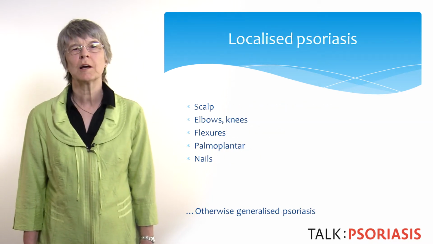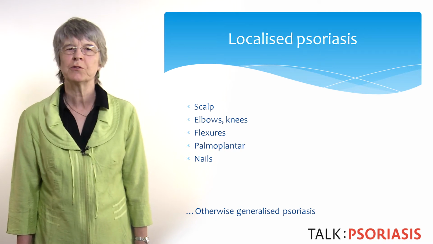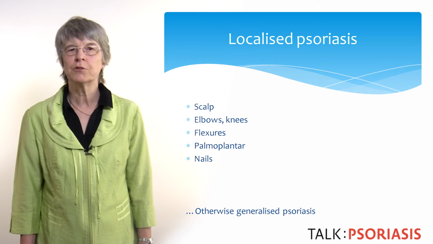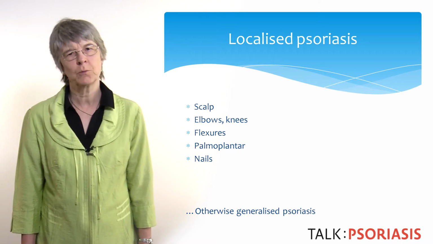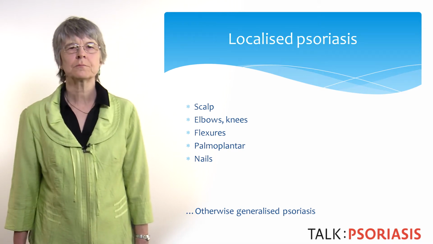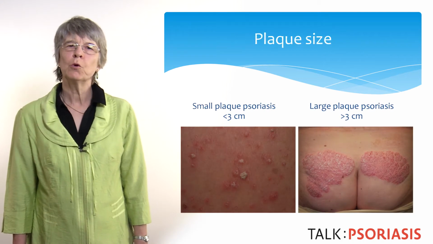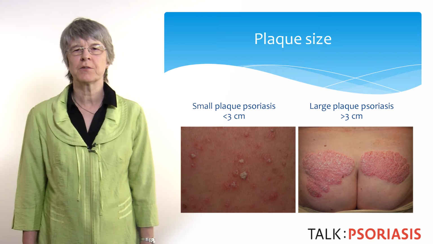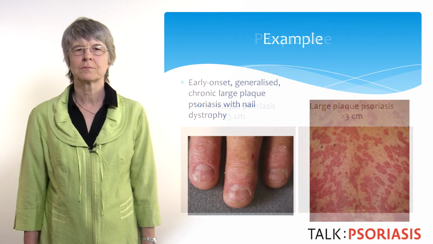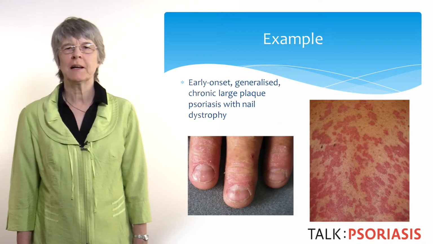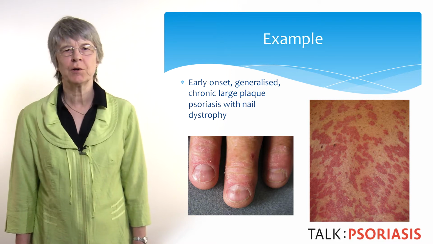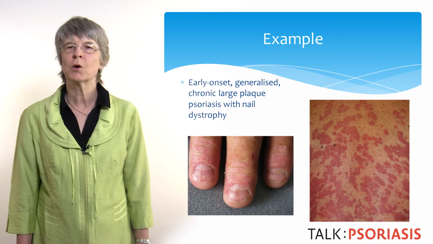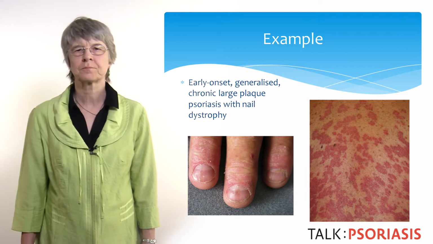It can be localized to the scalp, to the elbows and knees, to the flexures, to the palms and soles, or just affect nails alone. Otherwise, it's generalized. So small plaques are less than 3 centimeters, and large ones are greater than 3 centimeters. So a patient may be classified, for example, as having early onset, generalized, chronic, large plaque psoriasis with nail dystrophy.